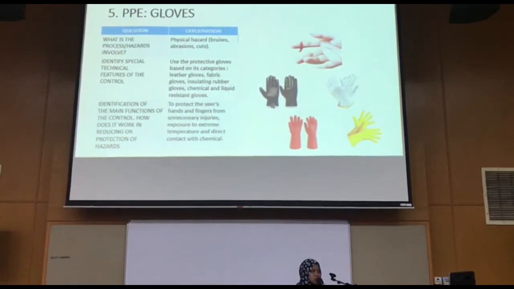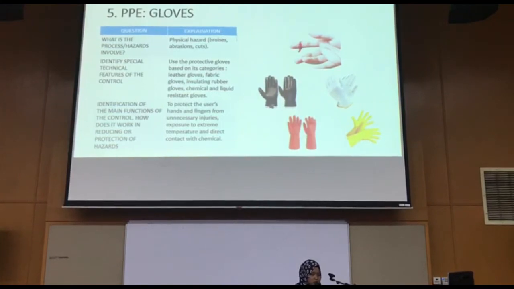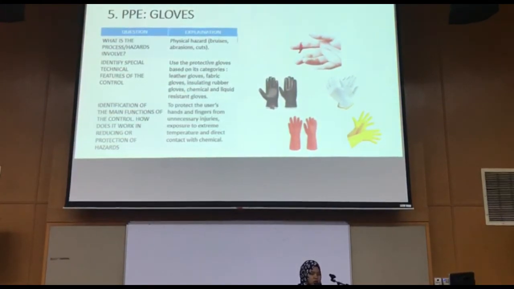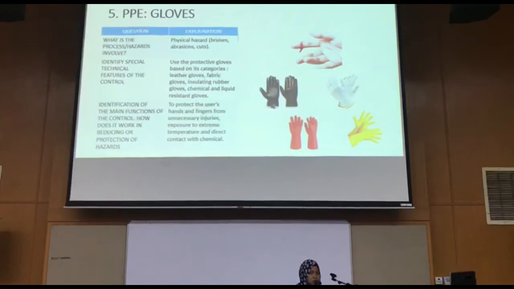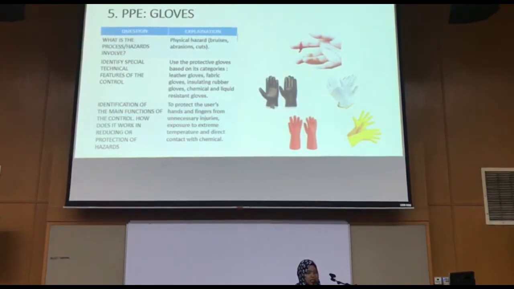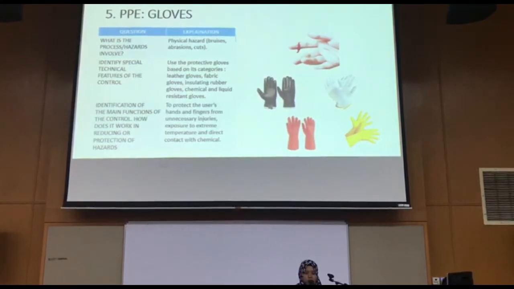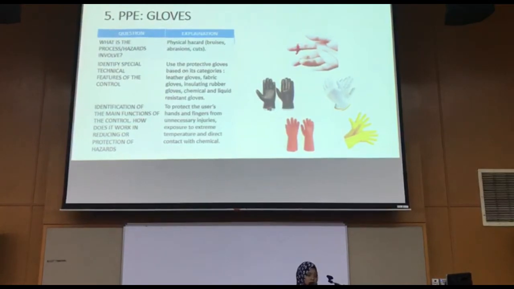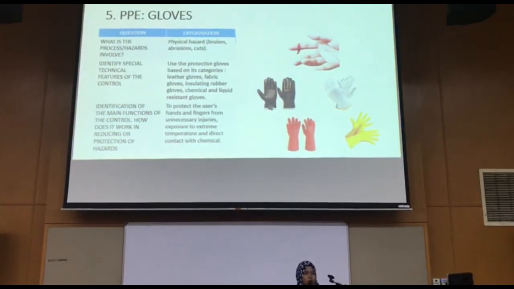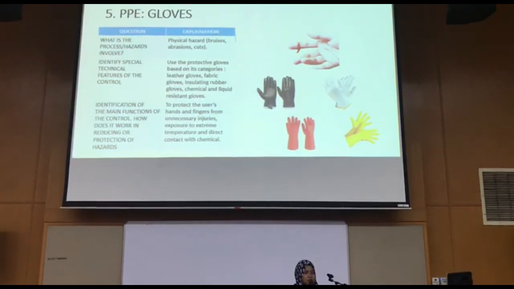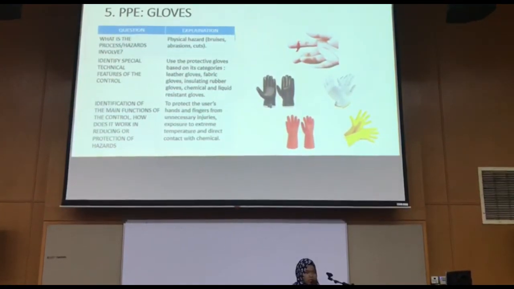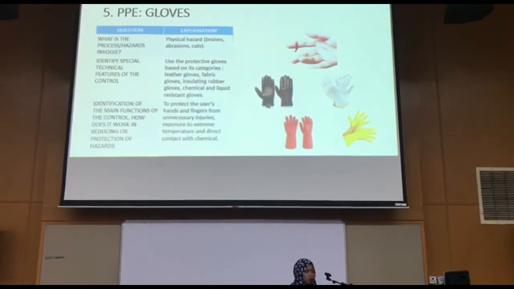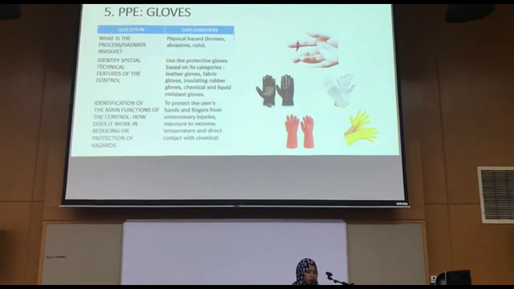The third one is insulating rubber gloves. These are usually used to prevent the user's hands from electrical hazards, usually in electrical work like welding. And the last one is chemical and liquid resistant gloves. Usually these are used when we work with chemicals that have high toxicity and maybe corrosive materials, and usually we use them in the laboratory.